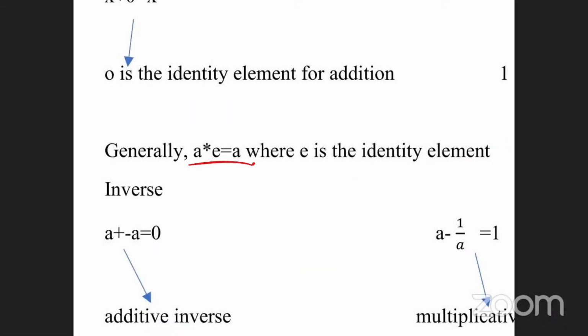So you see this here? This rule is important: A star E is equal to A. That is the rule to find the identity element, right? A, by any function, once it gives you A, that E is the what? Identity element, right? So we're going to use a matrix method next day to work out these things.